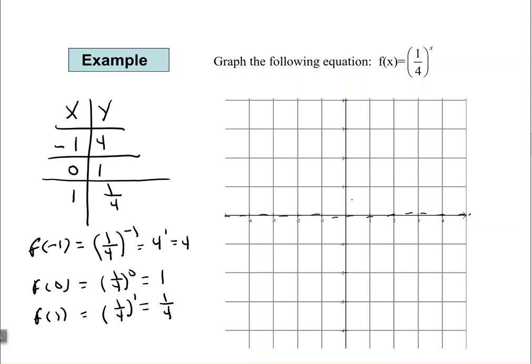Let's plot these points. -1, 4, so -1 and up 4, and then 0, 1, and then 1 and 1/4. So you can see that there's a steep decline, and this line will get closer and closer to the x-axis without touching it, because we have a horizontal asymptote at the x-axis, or at y equals 0.